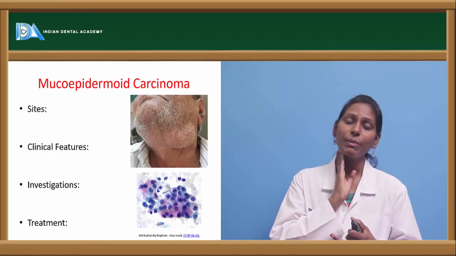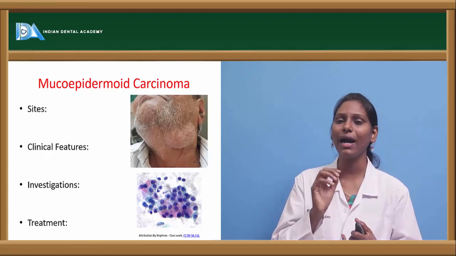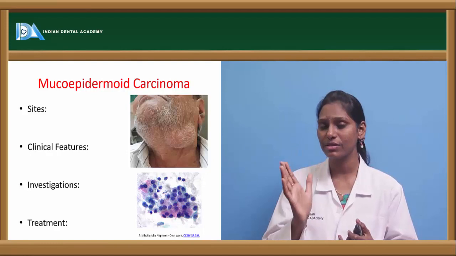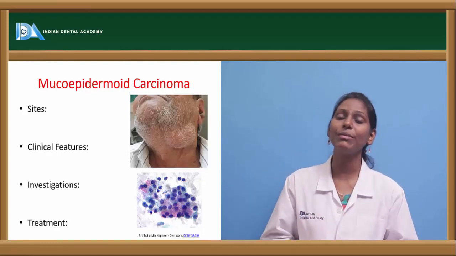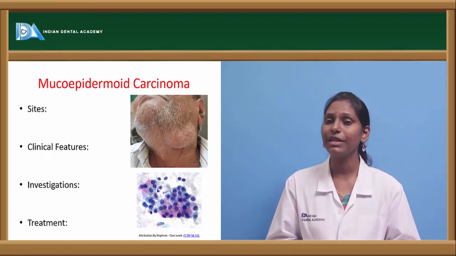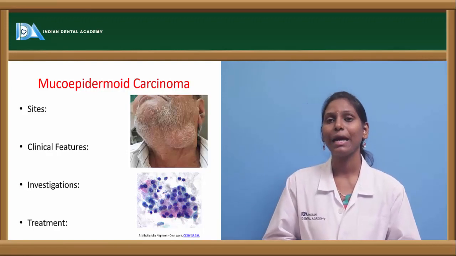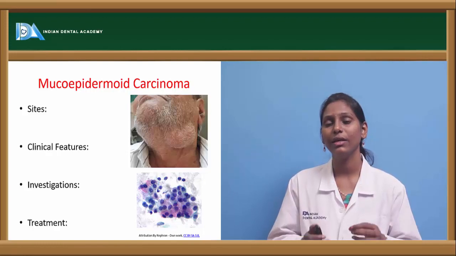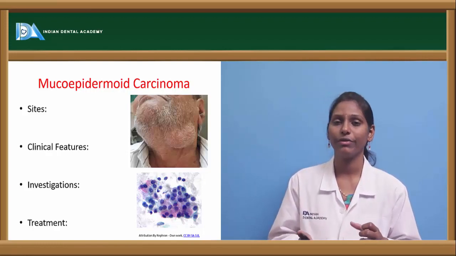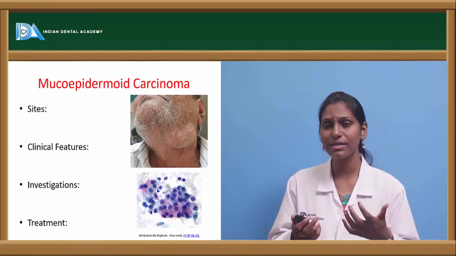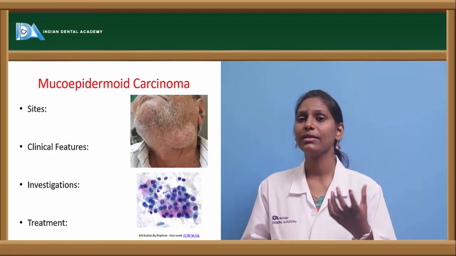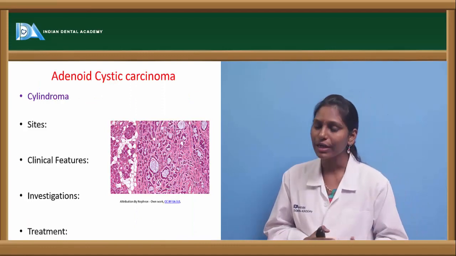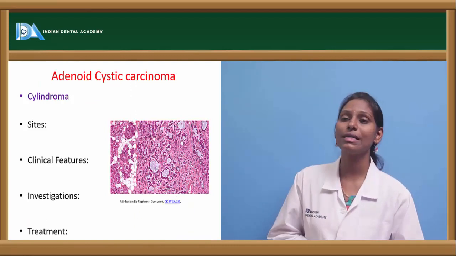Lymph nodes in mucoepidermoid carcinoma are usually stony hard in consistency, similar to any other carcinomas, and are fixed with the underlying structures. So treatment again is surgical excision. If needed, radiotherapy has to be given, and chemotherapy also will be useful when the surrounding margins are left over, or if the surgeon has a doubt that there are some remnants, then chemotherapy can be given as post surgical therapy. Now coming to adenoid cystic carcinoma, also called cylindroma.